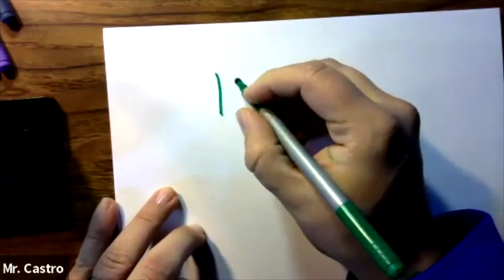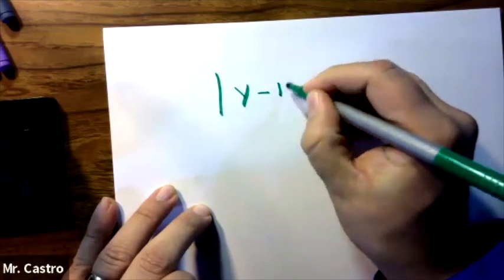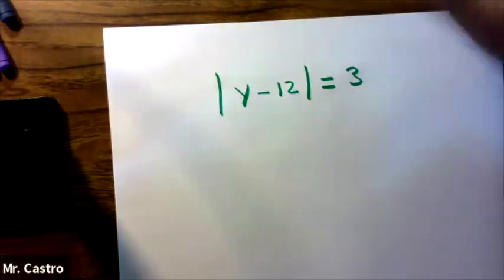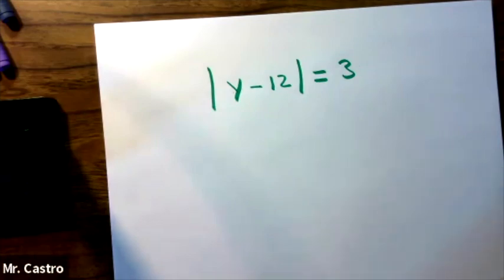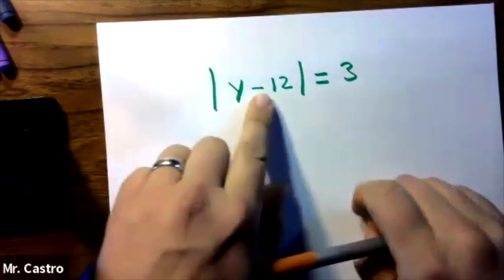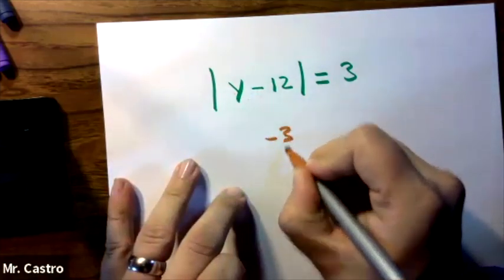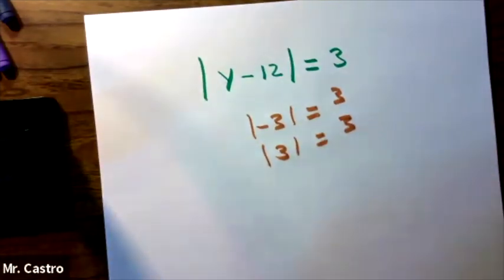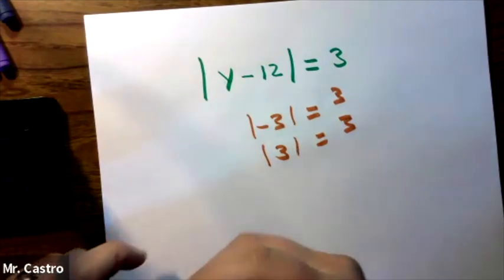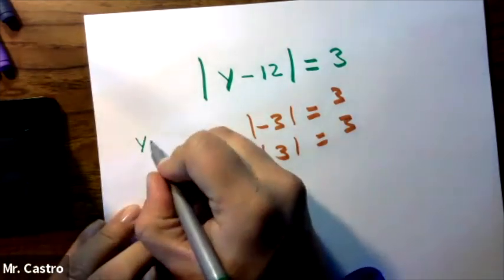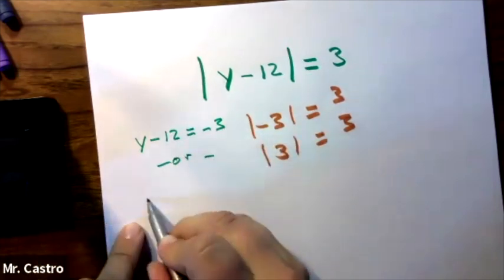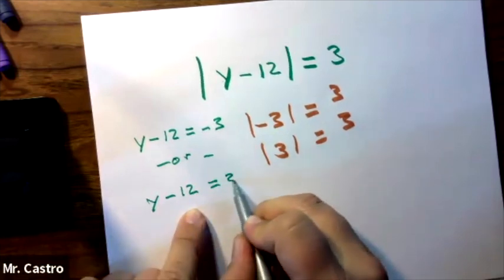All right, so now from what we talked about last time, I'm going to give you the absolute value of y minus 12 is equal to 3. What is y? All right, let's look at this. Whatever the number ends up being in here, that has to either be negative 3 or 3, because the absolute value of both of these gives me 3. So that means that y minus 12 must equal negative 3, or y minus 12 must equal 3.